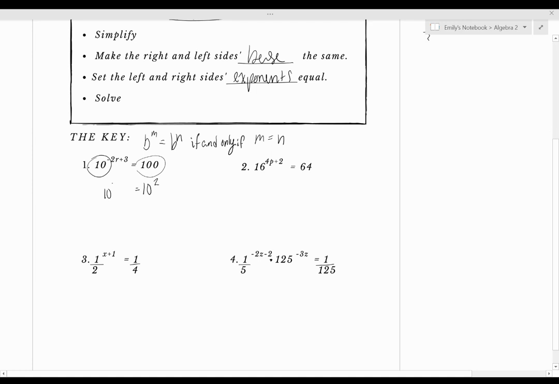Then we're just going to bring our left side down, keeping it exactly the same. And our bases are the same now, so we set our exponents equal to one another. We'll say negative 2r plus 3 equals 2, and solve like we would a typical equation. So I'm going to go ahead and subtract my 3, get negative 1 equals negative 2r. So that means r equals 1/2, because a negative over a negative equals a positive.